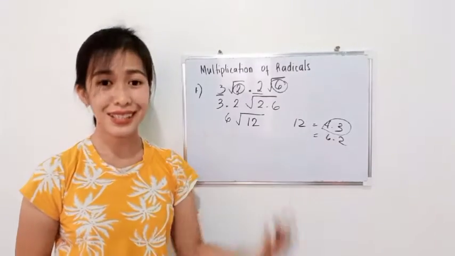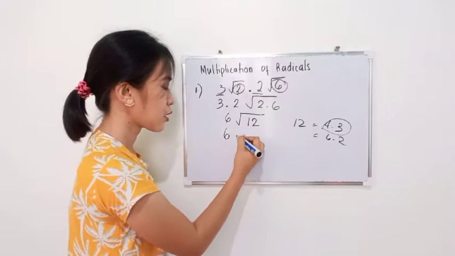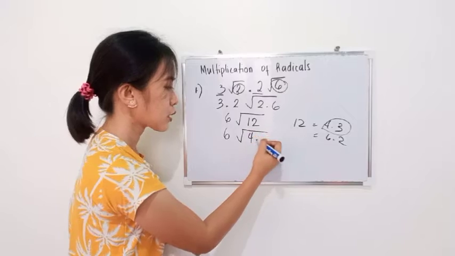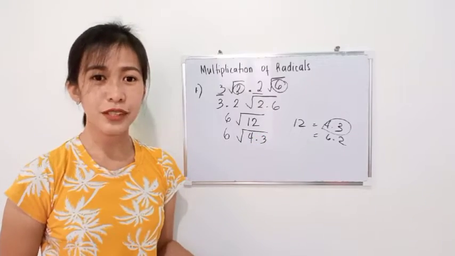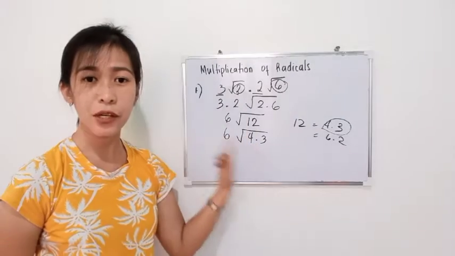Si 2 ay hindi din perfect square. Therefore, dun tayo kay 4 times 3. We have 6 square root of 4 times 3. And then right after that, just get the square root of the one with a perfect square.